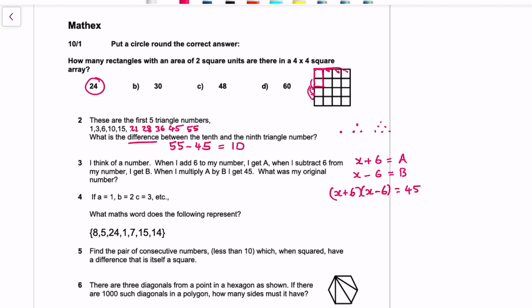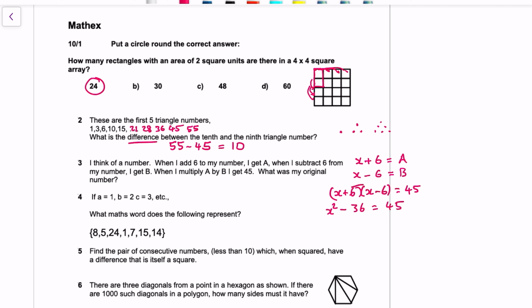Now, those of you who have been exposed to quadratic equations wouldn't just be guessing and checking at this point, although one of the answers is 9, because X plus 6, if X is 9, 9 plus 6 is 15, and 9 minus 6 is 3, 15 times 3. But if you've been exposed to quadratics, you're going to expand this.